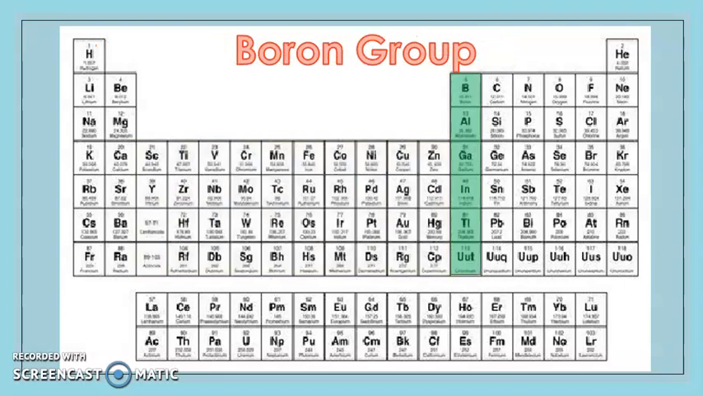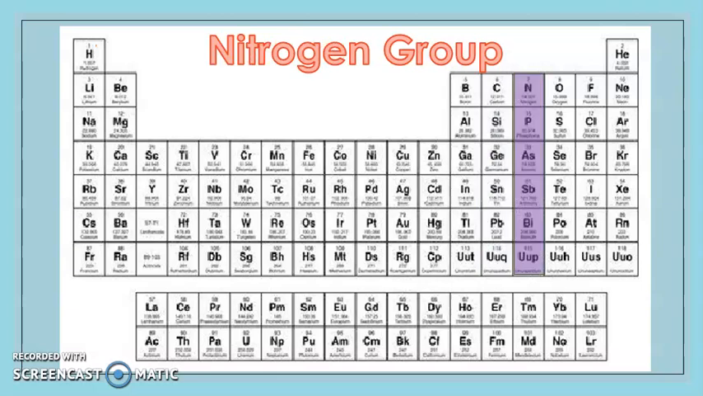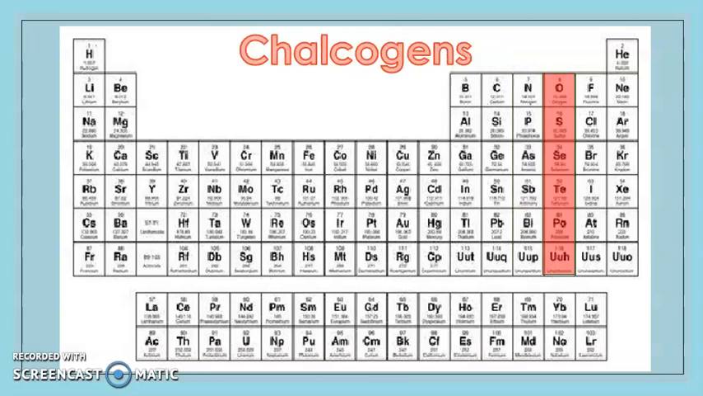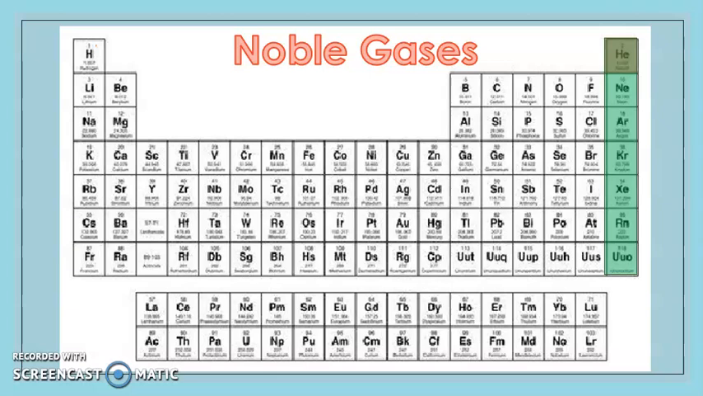Next comes the boron group, and what's interesting about the boron group is it contains a mixture of metals, nonmetals, and metalloids. Same thing with the carbon group, the nitrogen group, and the next one is going to be a surprise. Instead of saying oxygen group, the official name is the chalcogens. The halogens, this again is a very reactive family on the periodic table. One of the most reactive elements that we have on the periodic table is fluorine, all the way at the top of this column. And lastly, the non-reactive noble gases.